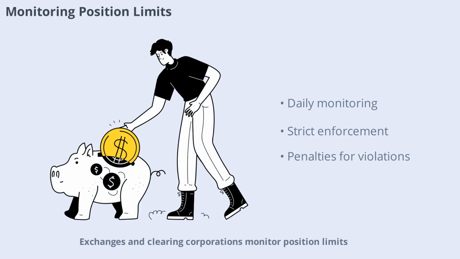Exchanges and clearing corporations monitor position limits at the end of each trading day. If a participant exceeds their limit, it is treated as a violation. The clearing member is accountable for all positions of trading members and clients clearing through them. Violations can result in restrictions on further trading, forced position reduction, and penalties. This vigilant monitoring ensures compliance and helps maintain market integrity.